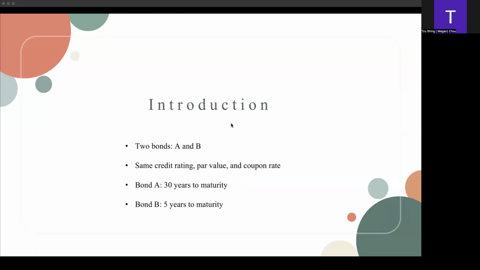Today, we will be comparing two bonds, A and B. These bonds have the same credit rating, par value, and coupon rate. The key difference is their time to maturity. Bond A has 30 years until maturity, while bond B has only 5 years.